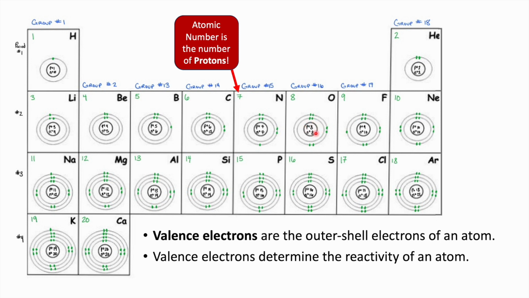Now, what about it having 8 electrons? It does, but it turns out we don't even really care about all 8 of its electrons. We only care about oxygen's valence electrons. These are the outer shell electrons of an atom. Valence electrons determine the reactivity of an atom. So lithium and sodium both have 1 valence electron, while fluorine and chlorine both have 7 valence electrons.